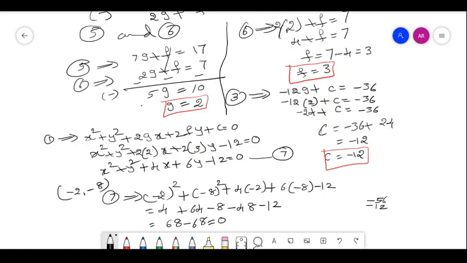That means the fourth point satisfies the seventh equation.